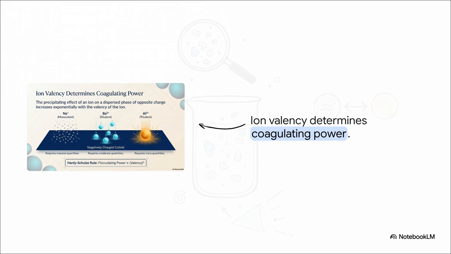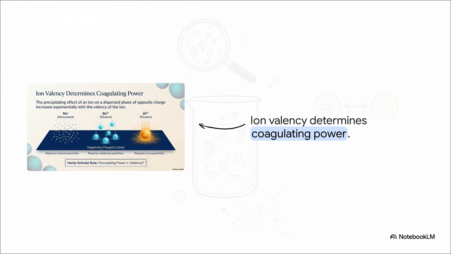This leads us to the Hardy-Schulze rule, which brilliantly shows exactly how powerful those electrolyte interventions can be. The rule states that the coagulating effect of an ion increases exponentially with its valency, its electrical charge. To crash a negatively charged colloid, you'd need massive, dumping quantities of a monovalent sodium ion. A divalent barium ion needs moderate quantities.